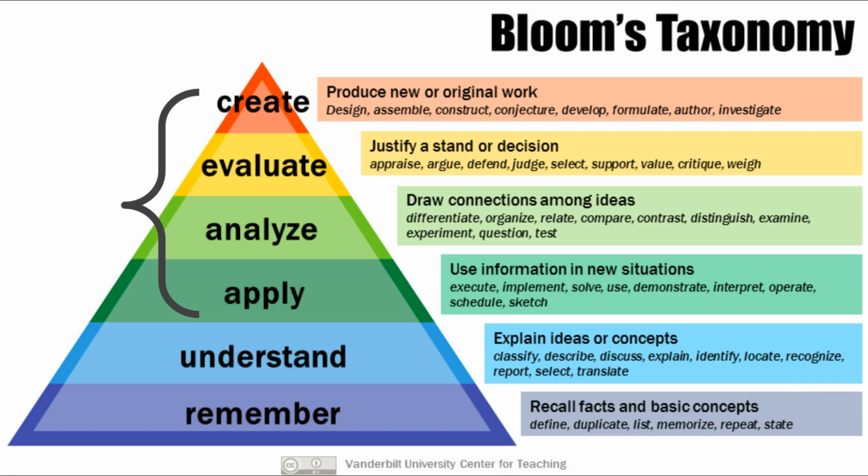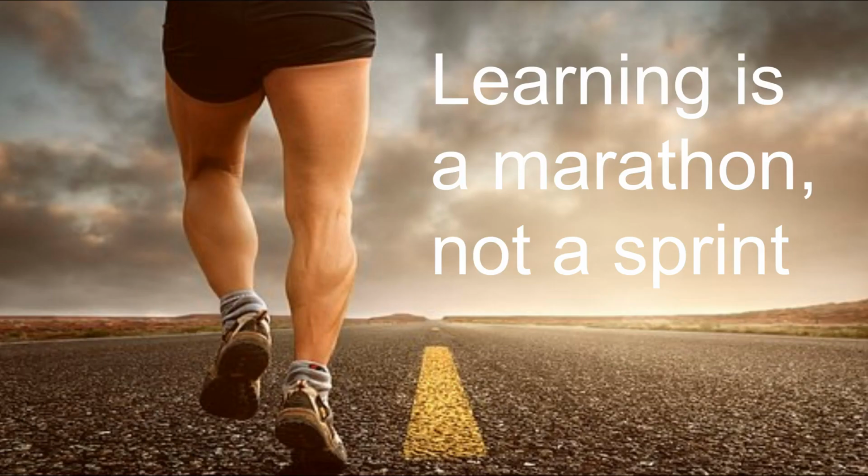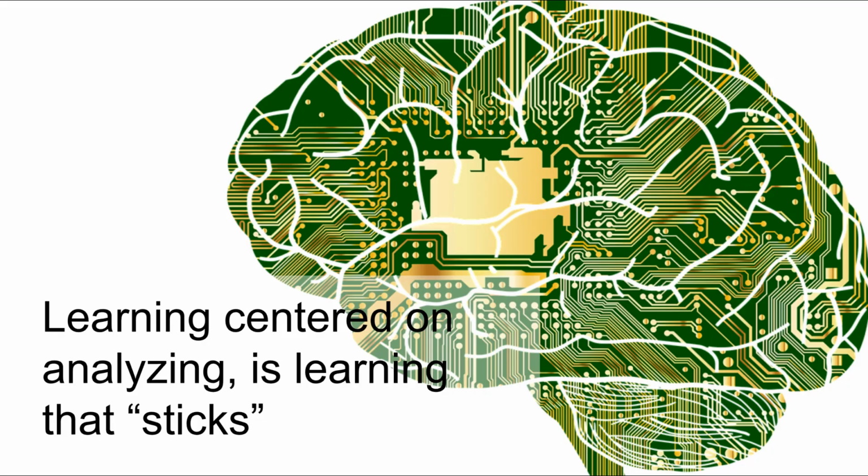What the brain is wired to do is make connections. It seeks relationships. When connections and relationships are formed, retention increases. Learning is more like a marathon, not a sprint. Learning centered on remembering is a sprint. It works for the moment, but is quickly lost. Learning centered on analyzing is learning that sticks because it creates pathways of connections throughout the brain.